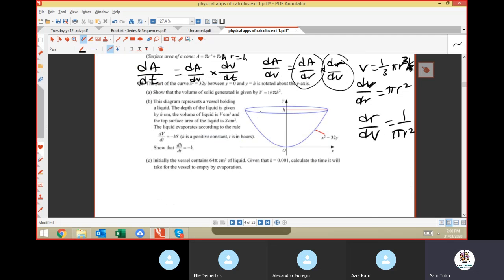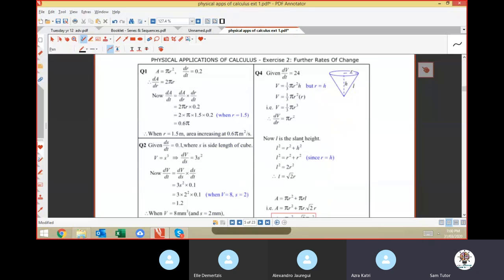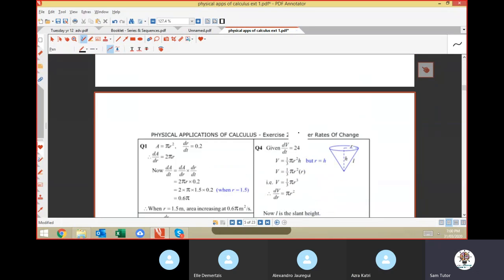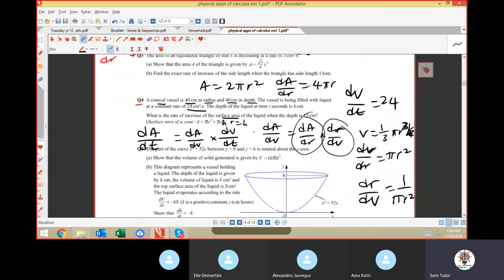So follow the answers that I've sent you. Do you have access to the full booklet? Yeah, I printed it out. Go through it, see if all that makes sense. If it does, then perfect.